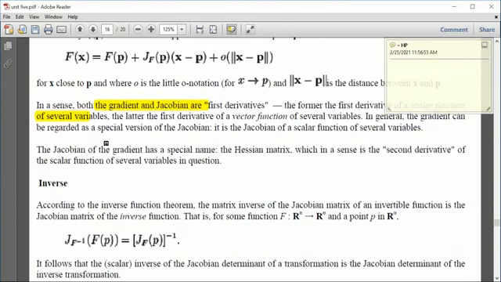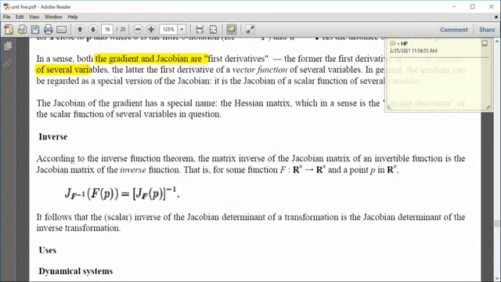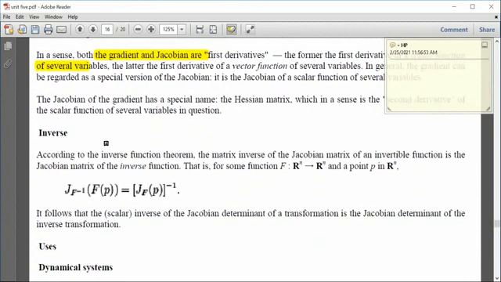The Hessian matrix, which in a sense is the second derivative of a scalar function of what? Of several variables. So we shall go to the inverse of a Jacobian. According to the inverse function theorem, the matrix inverse of the Jacobian matrix of an invertible function is the Jacobian matrix of the inverse function. That is to say, for some function f that maps Rn to Rn, and the point P in that Rn, it is given by this.